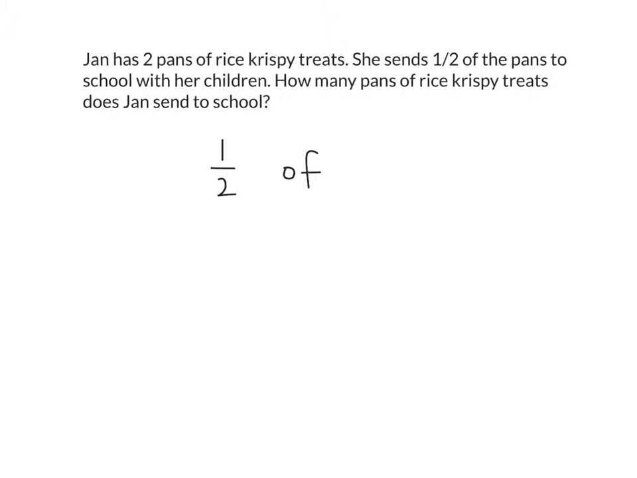Go. Now, Jan has 2 pans of Rice Krispie Treats. She's going to send half of those pans to school with her children. How many pans of Rice Krispie Treats does Jan send to school? Well, this time we have half of how many? 2. So this time we're finding 1/2 of 2. How can I write that as a math equation? Lydia?